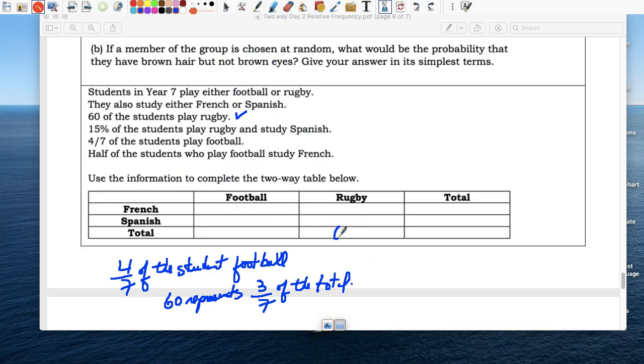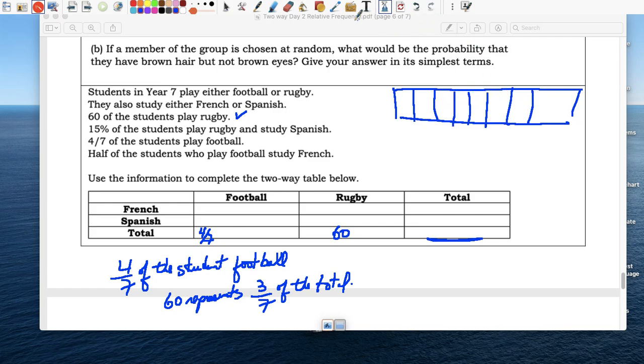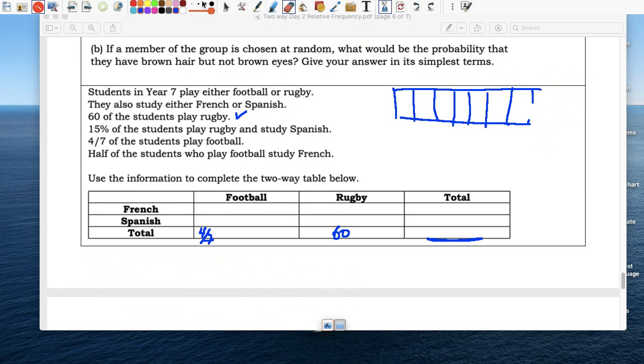Let's start again. That's 60 students playing rugby. And they say 4/7 of this total over here. So if you divide something, let me go this way. 1, 2, 3, 4, 5, 6, 7. Erase what I don't need. This is what I have so far. So this represents 1, 2, 3, 4, 5, 6, 7. So this represents the total. This is the total number of students. They're saying that 4/7, 1, 2, 3, 4, they play football.